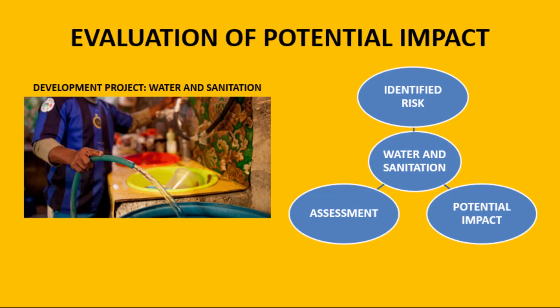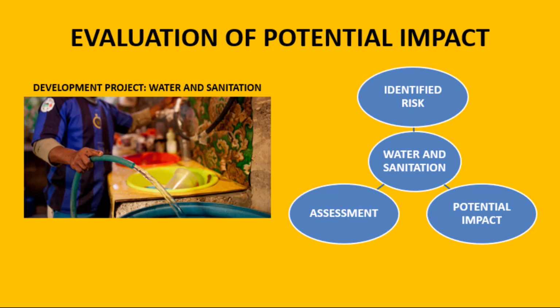And moving on to development projects, where our objective is to achieve sustainable improvements in social, economic, and environmental conditions. And here we're taking the example of a water and sanitation project. Here our identified risk is unforeseen environmental impacts on water sources. The potential impact is contamination of water sources, posing health risks to the community and undermining the project's goal of improving sanitation. The assessment then is to conduct thorough environmental assessments, implement mitigation measures, and engage local communities in monitoring and maintenance.